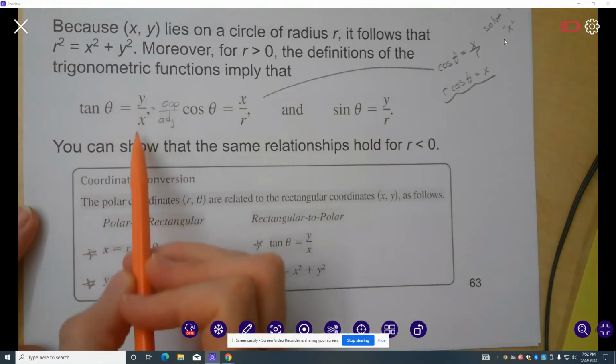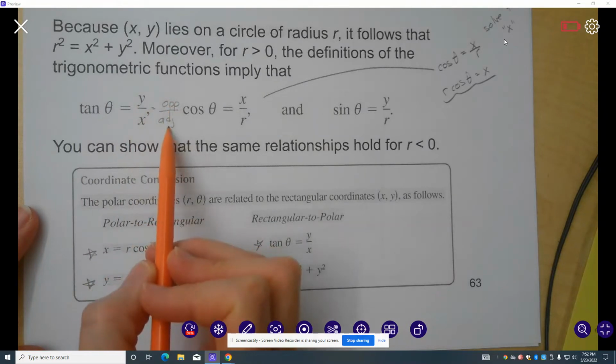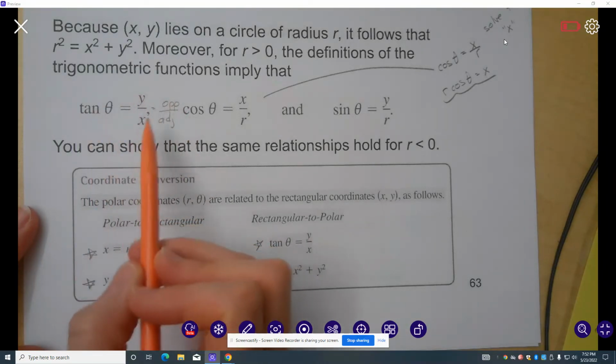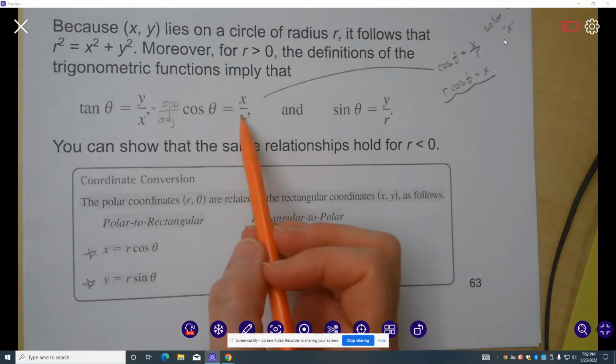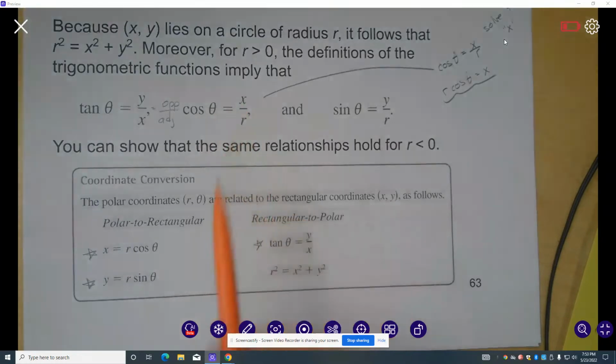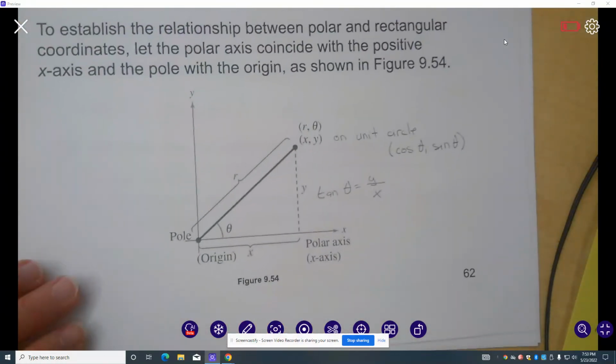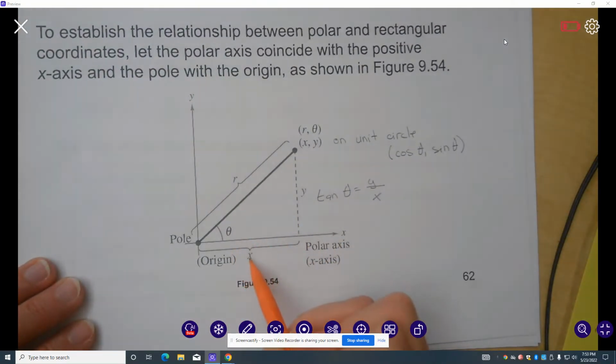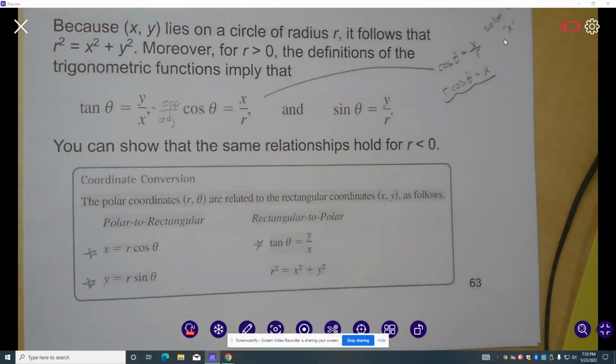So tangent of theta is y over x. Remember, opposite over adjacent. So that's kind of a summary of what we looked at on the other slide. And then remember cosine of theta is x over r. So cosine is adjacent over hypotenuse. So cosine of theta would be x over r. Sine of theta would be opposite over hypotenuse, which would be y over r. So all of that is nothing new.